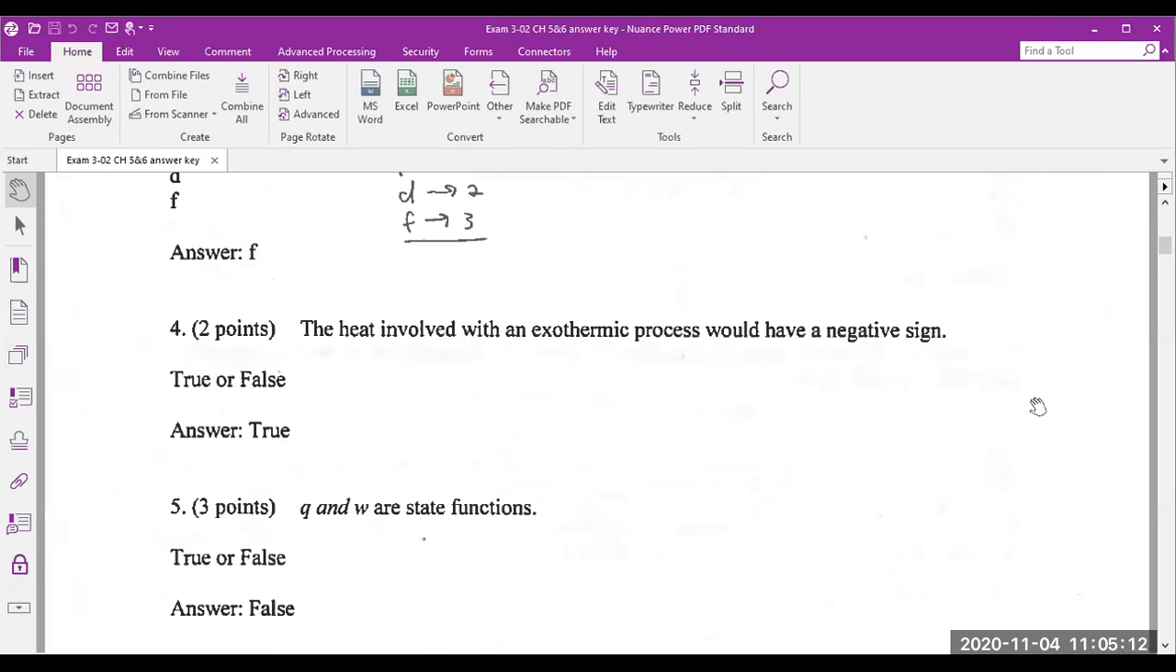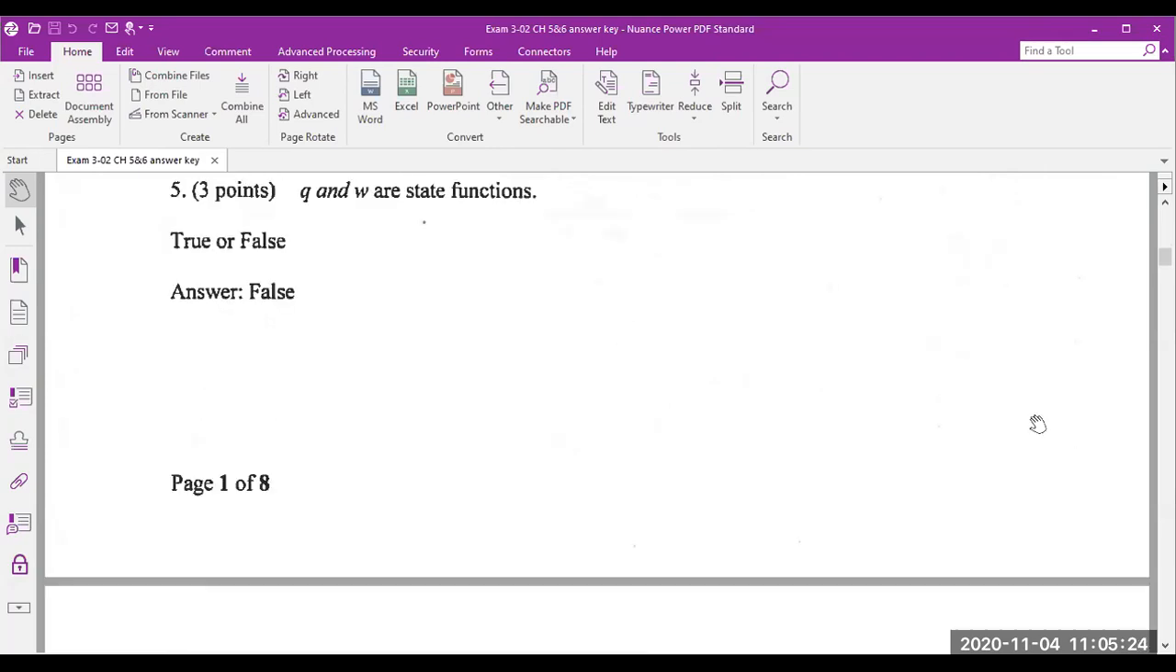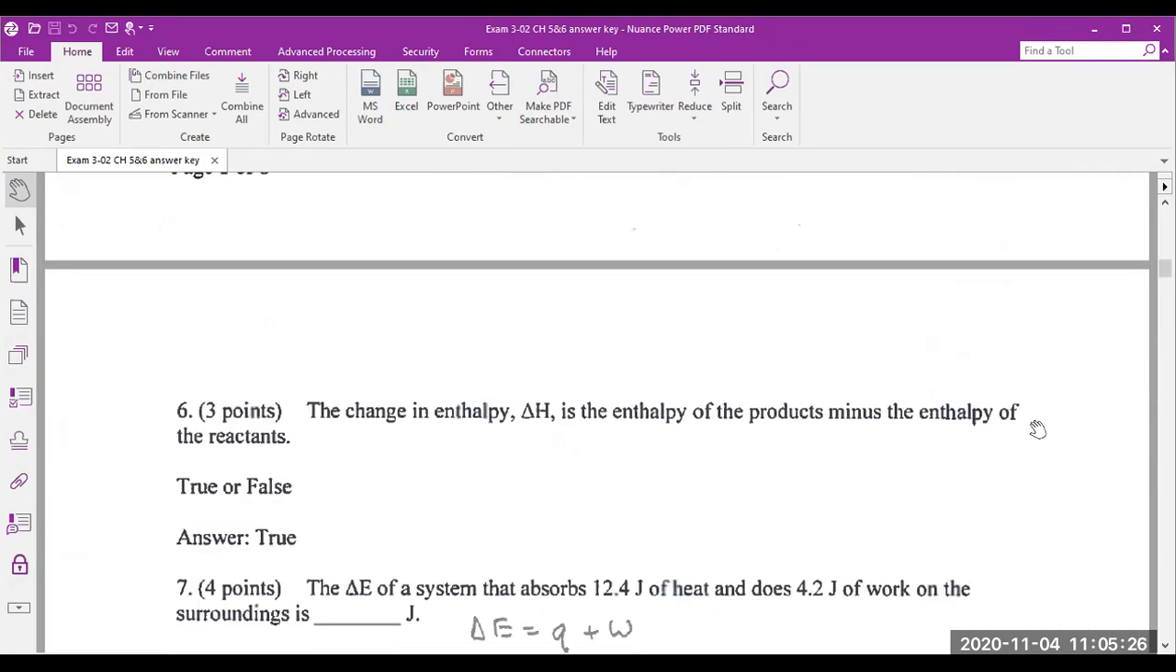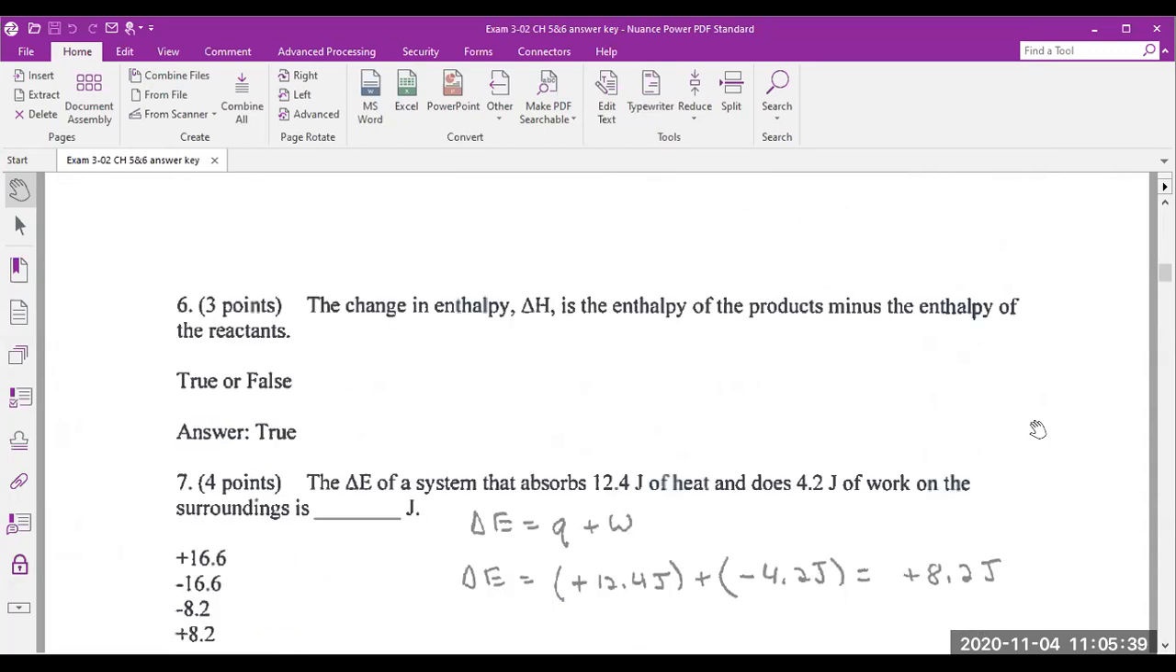5, Q and W are state functions. If you recall, Q is heat and W is work. Those are not state functions, so that was false. Number 6, the change in enthalpy, delta H, is the enthalpy of the products minus the enthalpy of the reactants. That one is true.